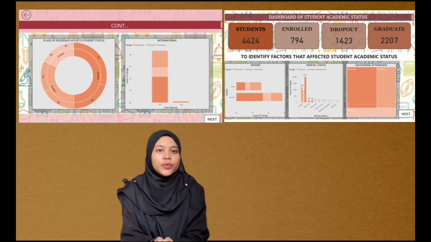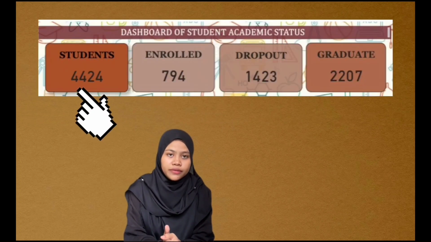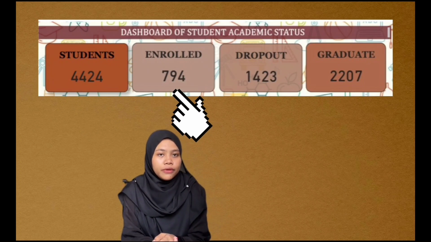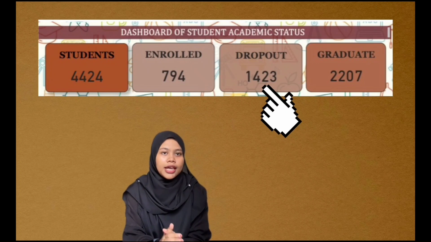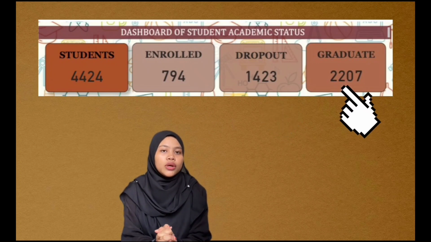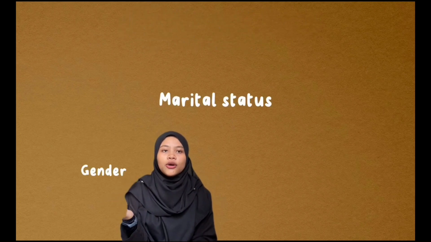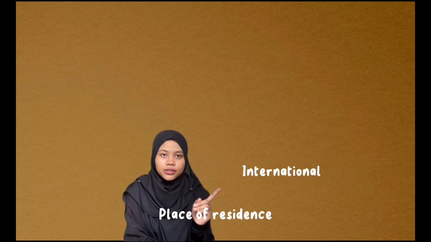Based on the dashboard, we can see the total number of students, which is 4,424. The number for enrolled students is 794. Meanwhile, for dropout is 1,423. And lastly, for graduate is 2,207. We have 5 factors which are gender, marital status, day or evening time attendance, place of residence, and international student.